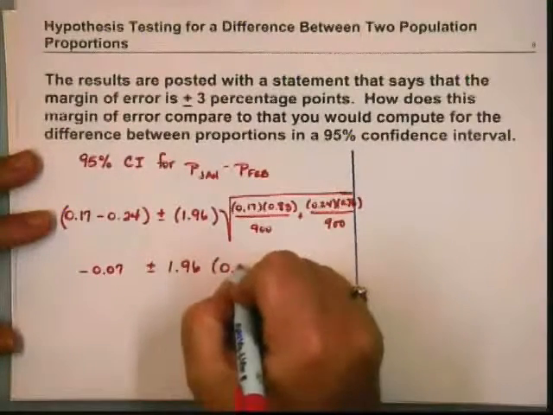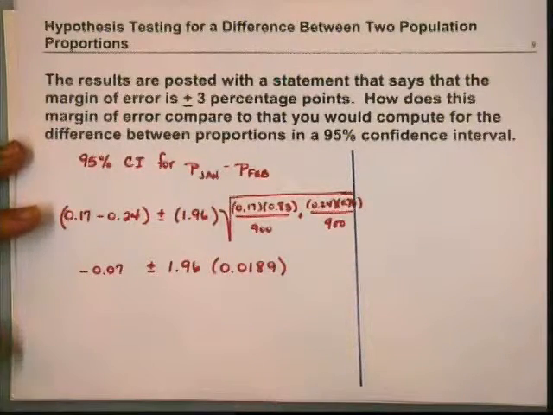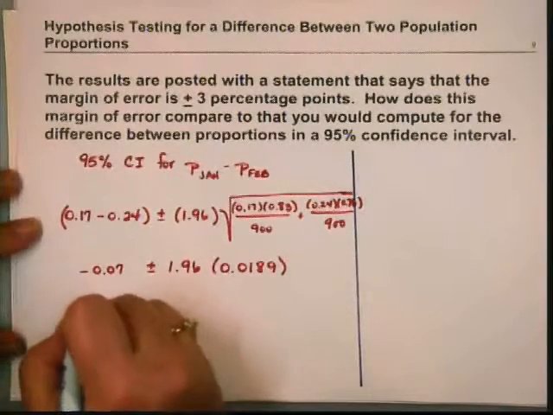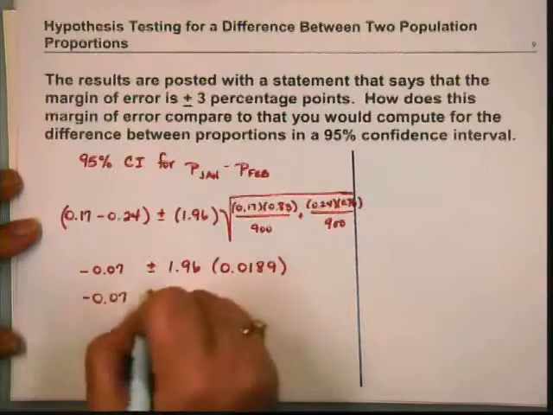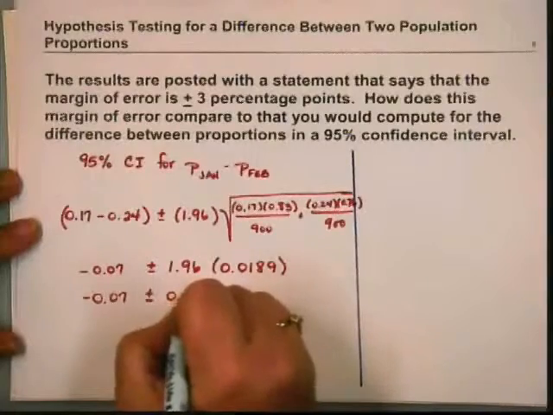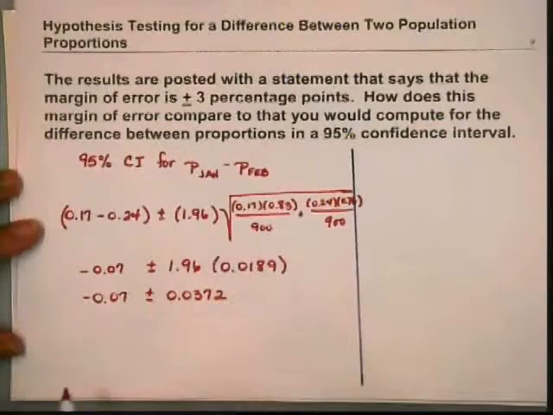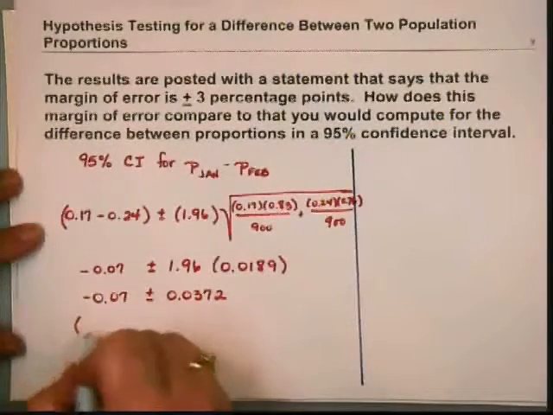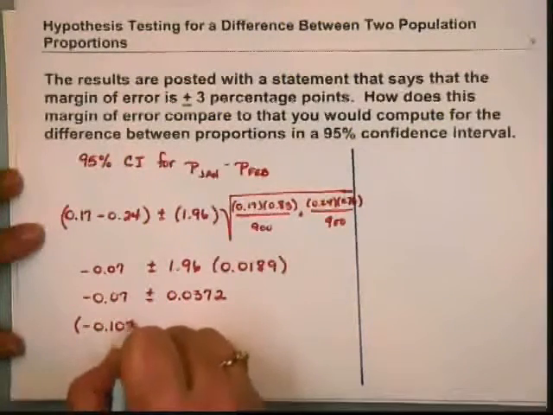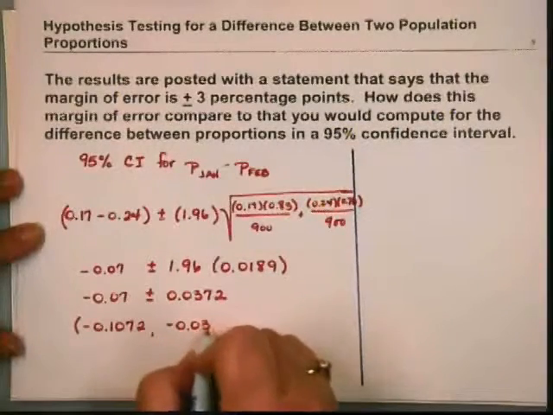When I computed this, I got 0.0189. Do you agree? We may differ in a couple of 10,000ths due to rounding error. So I have negative 0.07 plus or minus 0.037, and so the difference here is negative 0.1072 up to negative 0.0328.